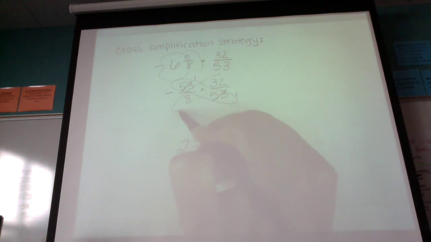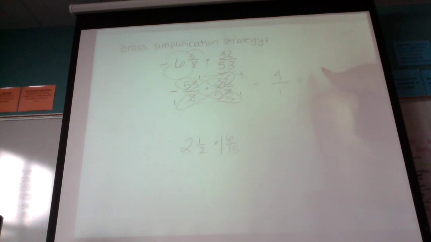Now I need to look the other way. I have 8 and 32. What's the greatest common factor that I can pull out of 8 and 32? 8. So I'm going to divide both of those by 8. So 8 divided by 8 is 1. 32 divided by 8 is 4. Now I'm going to multiply straight across. So 1 times 4 is 4. 1 times 1 is 1. 4 over 1 is simply 4.